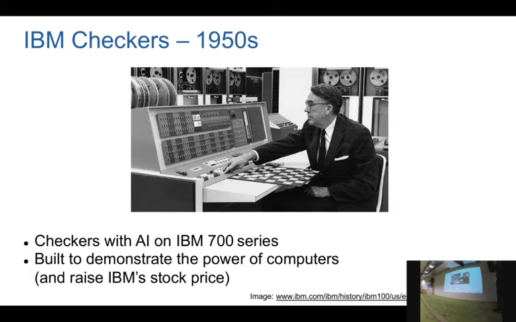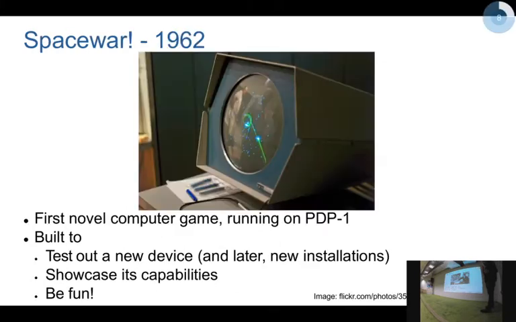Also in the 1950s, Alan Turing made an AI that played chess, but he didn't have a stock price to raise. And then in 1962, we come to the true birth of the game industry. At MIT, they got a device called a PDP-1, which at the time was cutting-edge computational technology, and they had to work out how to use it. They had to have an example of programming it. They had to work out what it was capable of, and a group of people decided to test their programming skills, to test the device, and to make something that was fun.